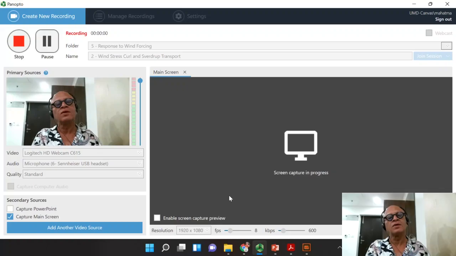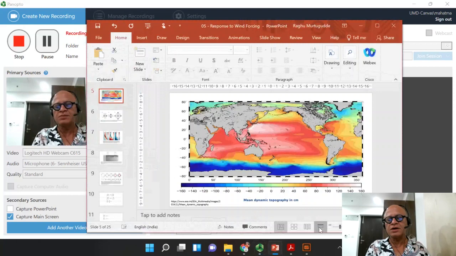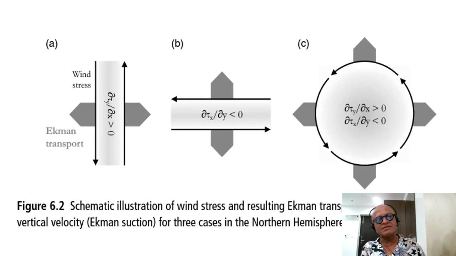Okay, so let's look at another solution that comes out of using simple equations as balances and looking at wind-driven response in the ocean. But first, let's conclude the Ekman transports and wind forcing.